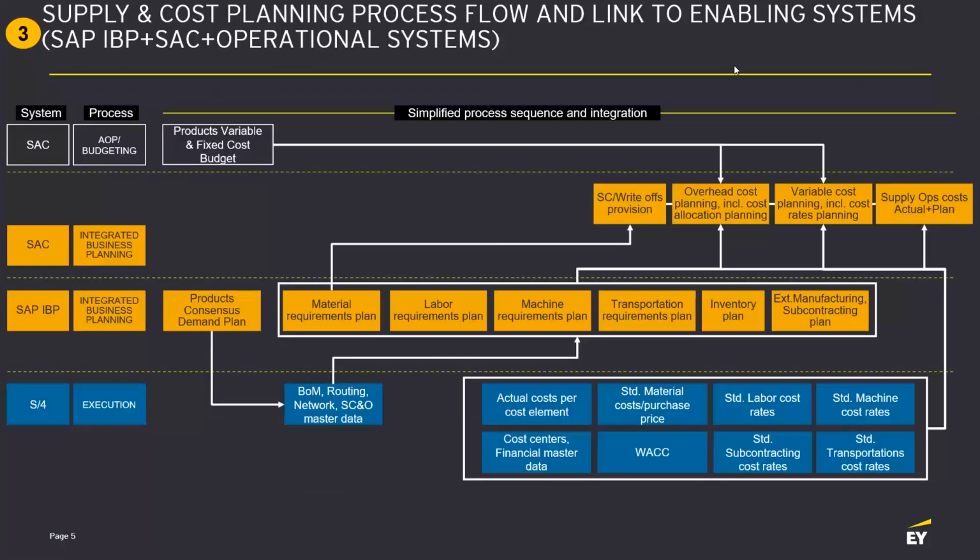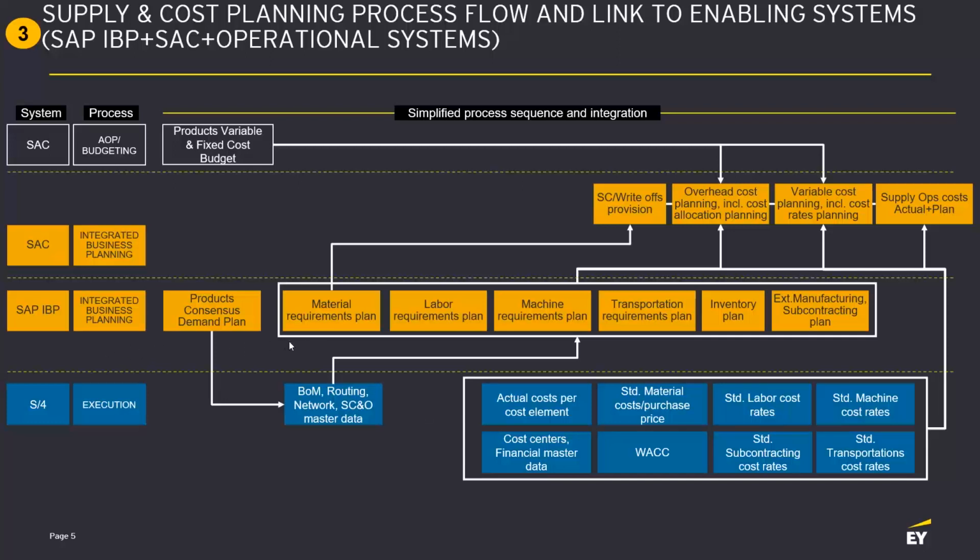In our simplified process model, which you see here, we are using information from three systems, as we said, from S4 or your ERP system for the standard cost rates and the actuals. Standard cost rates for the standard labor, machine, transportation, subcontracting, materials, right? Those elements which are typically in your costing model. Then we also integrated, of course, bill of materials and routing from the execution system.